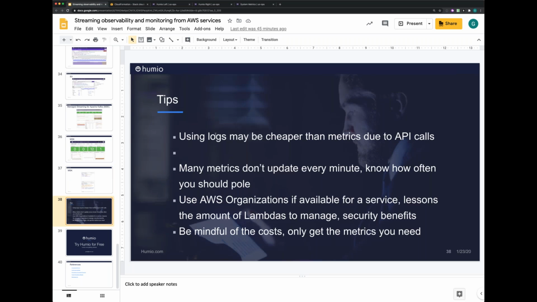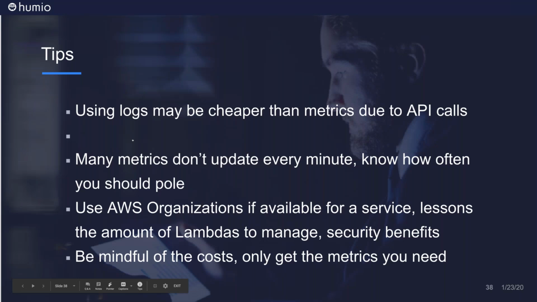So just to add some tips. Using logs may be cheaper than metrics due to API calls. I think one of the things that I see a lot of people do is they'll get a new service, or they'll get into AWS and they'll find something that will find all their metrics and ship all their metrics somewhere. A lot of the metrics that you may have in your system in CloudWatch, you probably may never look at, or you may not care about those.